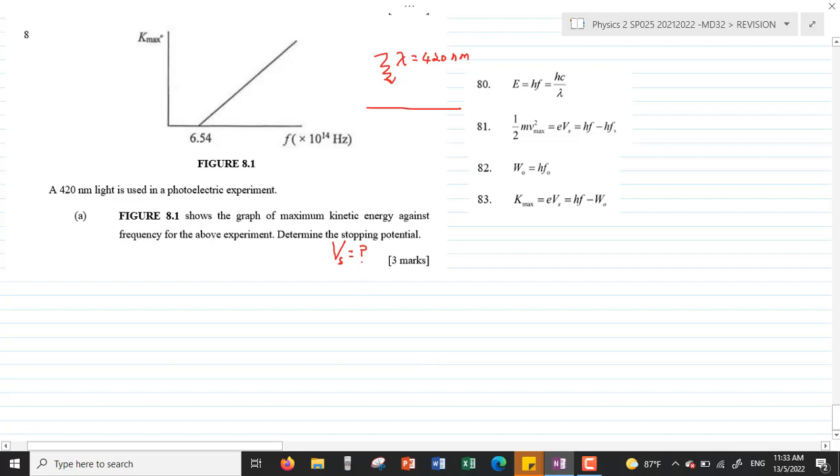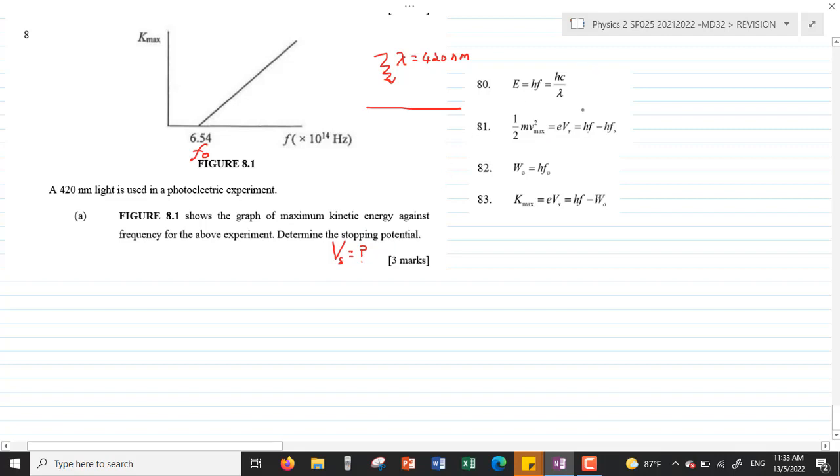So we are given the graph of Kmax against frequency. If we refer to the graph given, we understand the x-intercept of the graph of Kmax against frequency refers to the threshold frequency for the photoelectric effect. So the threshold frequency will be 6.54 times 10 to the power of 14 Hertz. So we want to relate this with the stopping potential. We want to find the stopping potential.